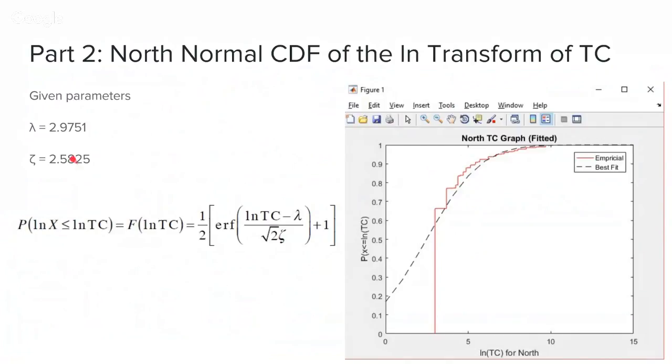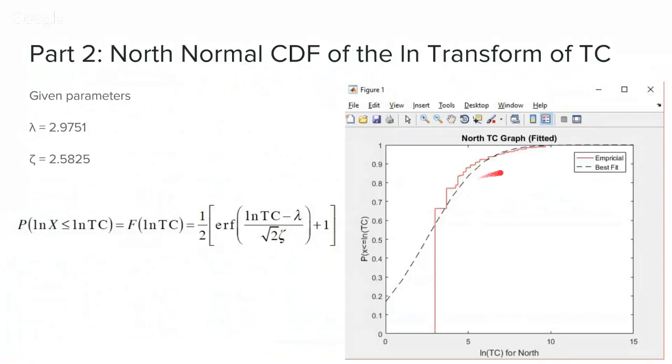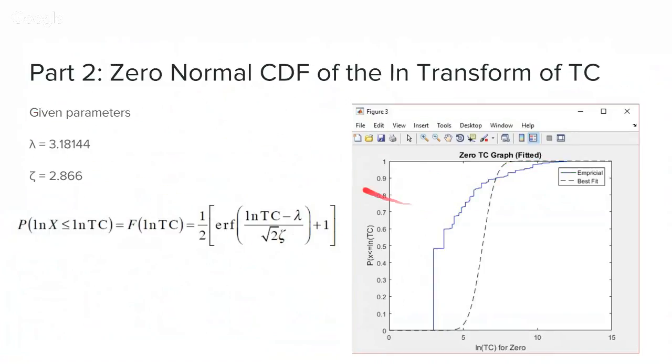And now what we do after that is we plug these parameters into the error function, which we then put into MATLAB to give us a plot of the best fit curve. And we compare this best fit curve to the empirical CDF for each one of the graphs. So for instance, here we have it for the south normal distribution. We found its parameters, plugged it in, and there you go. And same with the Santa Ana CDF for log or ln transform with TC.